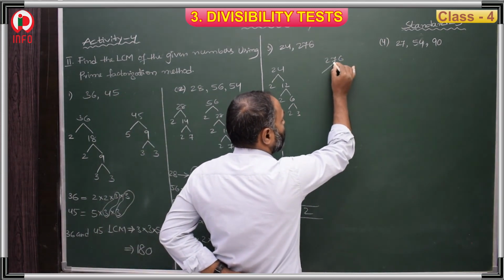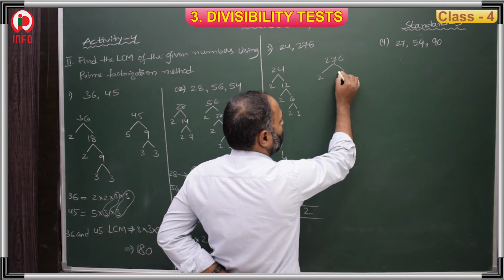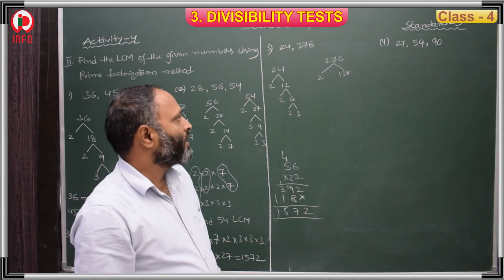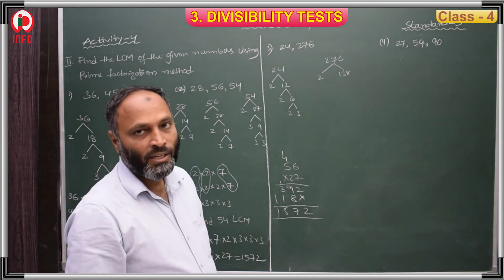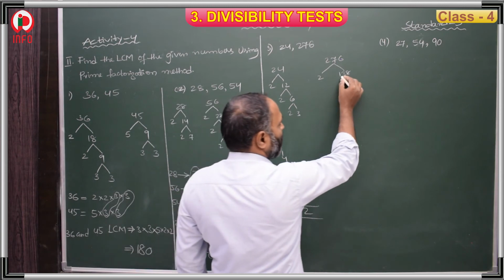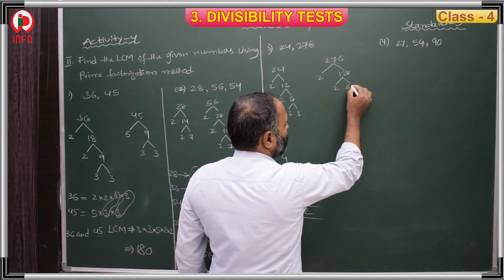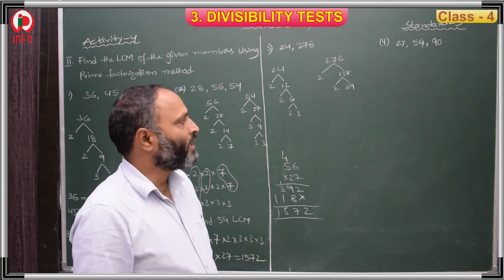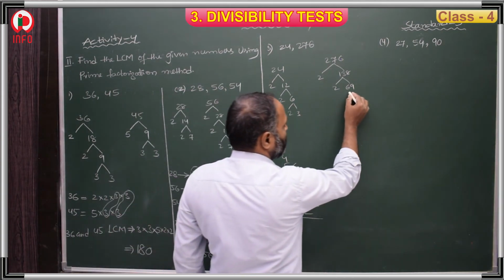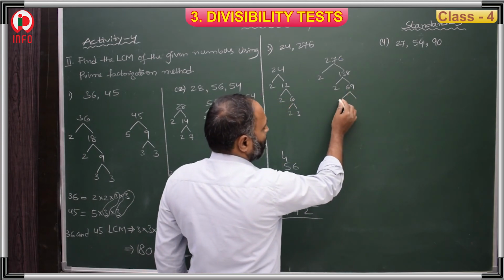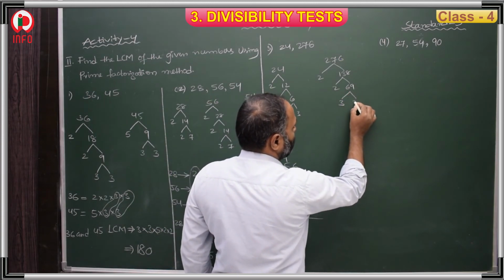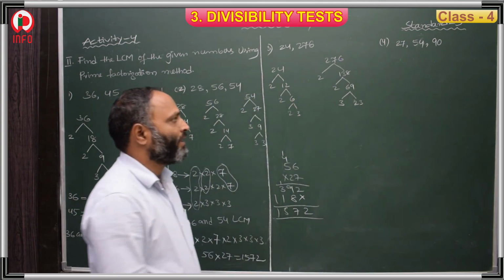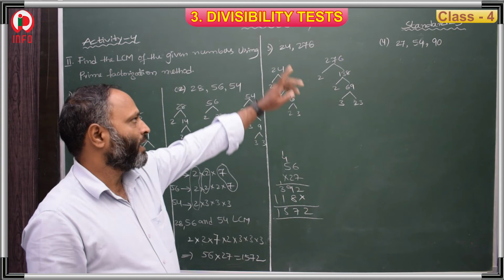Then after that 276. This is an even number, with 2. 2 138s are 276. Again this is an even number, again with 2. 2 69s are 138. And this 69 is in the 3 table. 3 23s are 69.